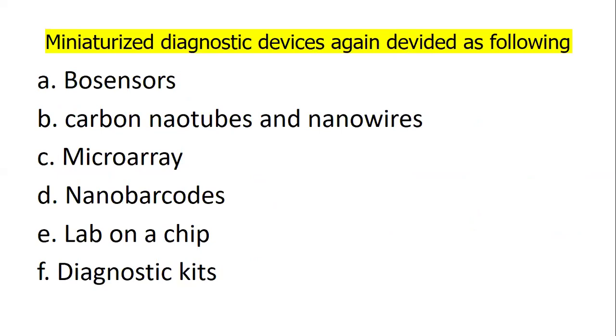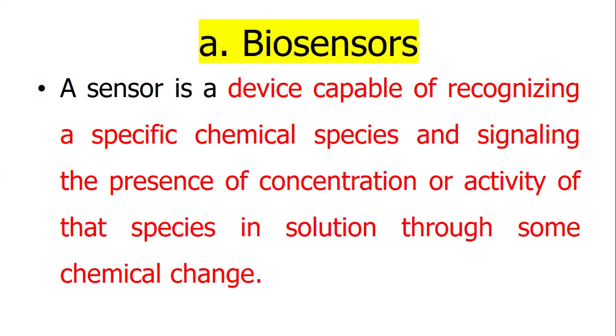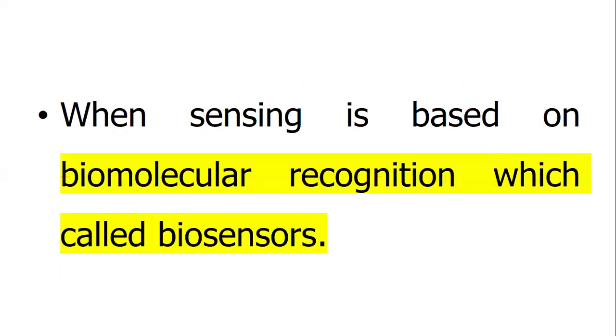Miniaturized diagnostic devices are again divided as follows: biosensors, carbon nanotubes and wires, microarray, nanobarcodes, lab on chip, diagnostic kits. A biosensor, or sensor, is a device capable of recognizing a specific chemical species and signaling the presence, concentration, or activity of that species in solution through some chemical change.